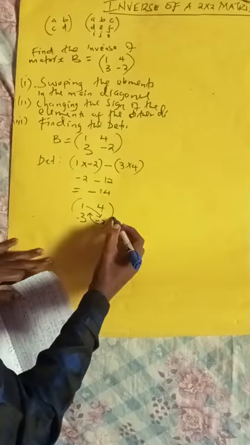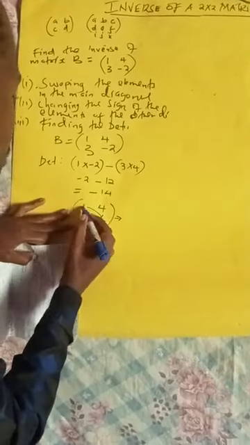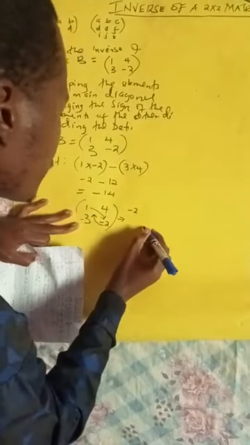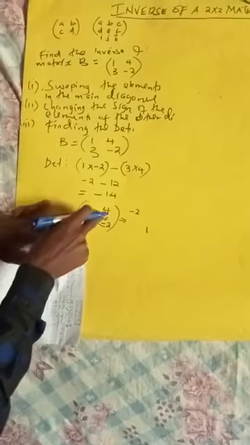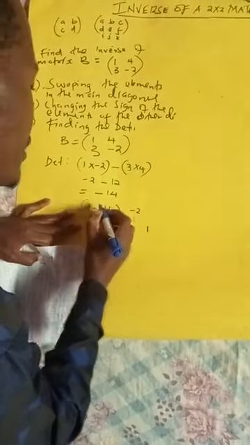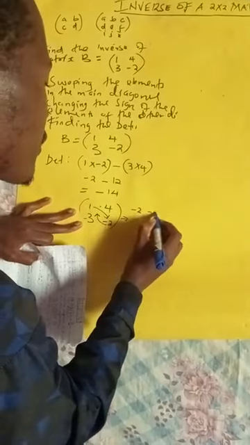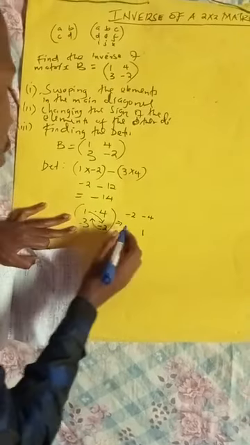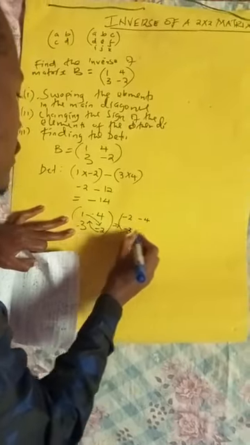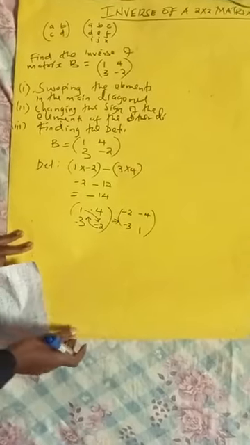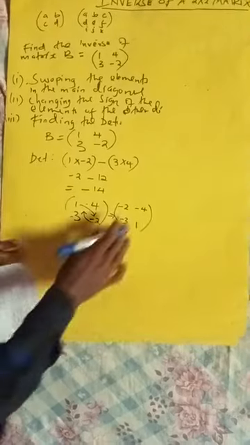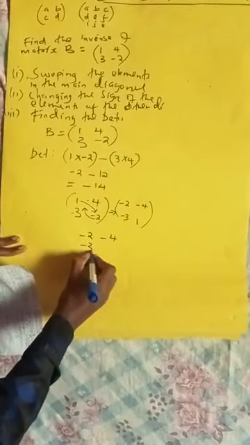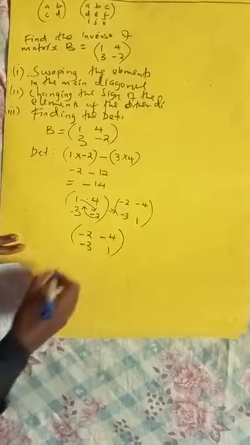So -2 will be up here. 1 will be down here. Then this element will introduce a negative sign here. It will be -4. This element, we introduce another one. It will be -3. Then after that, we are almost there. We have -2, -4, -3, 1. So this is what we have.